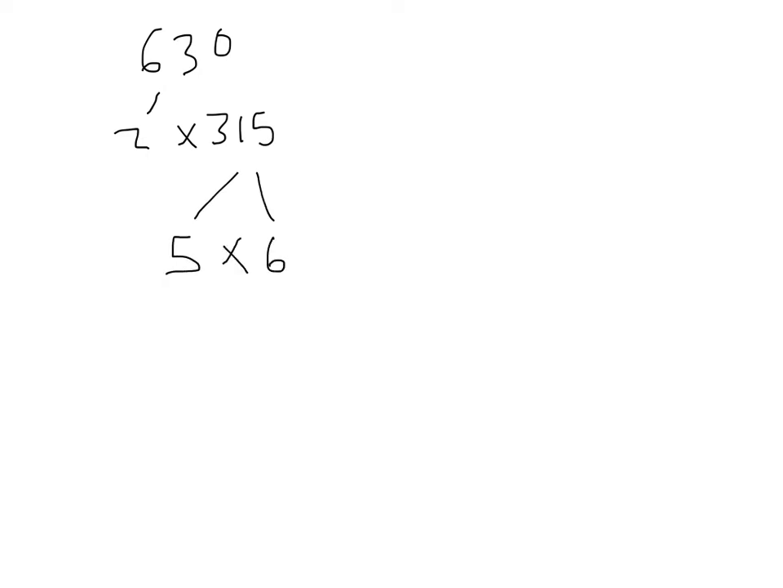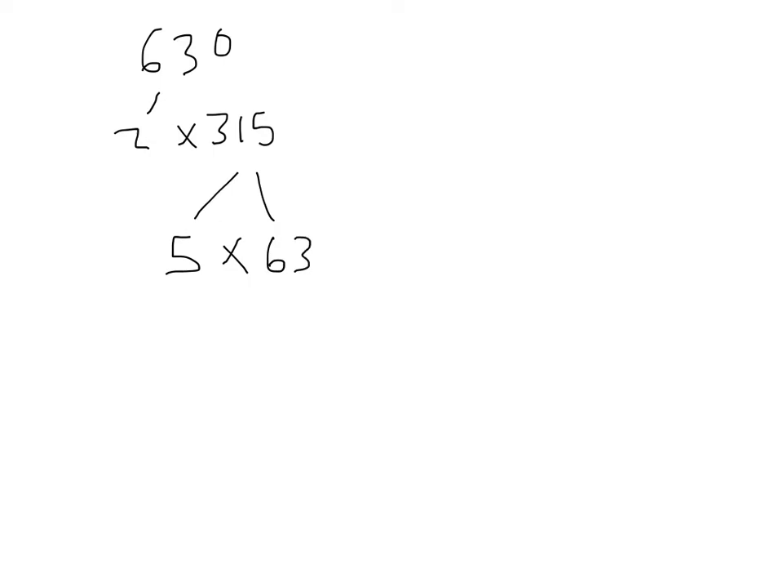So, starting with 630, I'm going to try the 2. 2 works, times, and let's say I didn't know what it was, I would just put it in my calculator and see what I get. It comes out as 315. Now that ends in 5. If it ends in 0 or 5, I know 5 is going to be able to come out of it. 5, and that's going to be times 63.